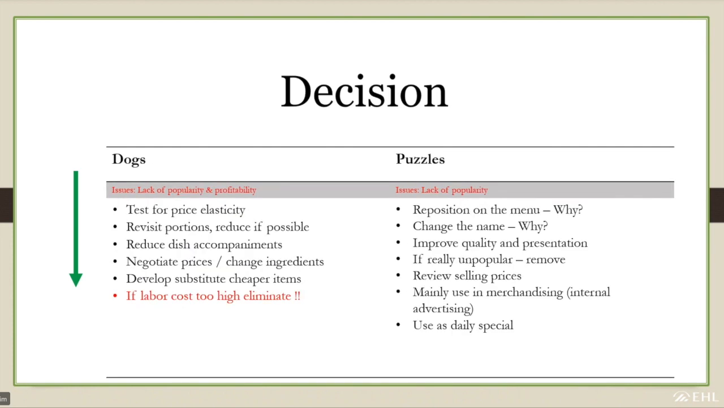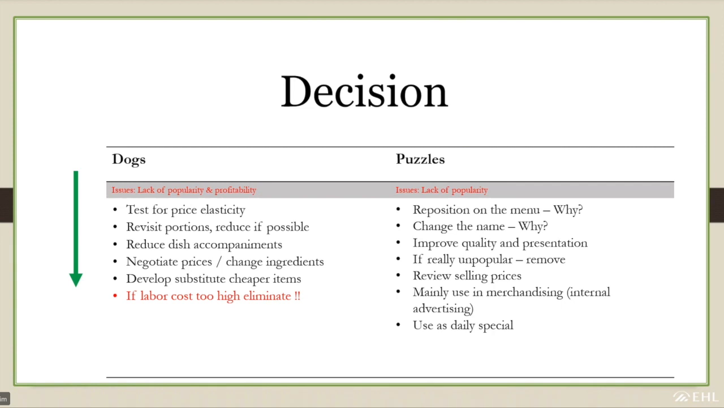Then for dogs, you have to test for price elasticity. Revisit portion size, reduce if possible, adapt the recipe, and so on. Maybe you develop a substitute and negotiate prices and so on. And if labor cost is too high for this, if you have a very labor-intensive dish that is not very profitable, and you don't sell a lot, then you should definitely eliminate that.